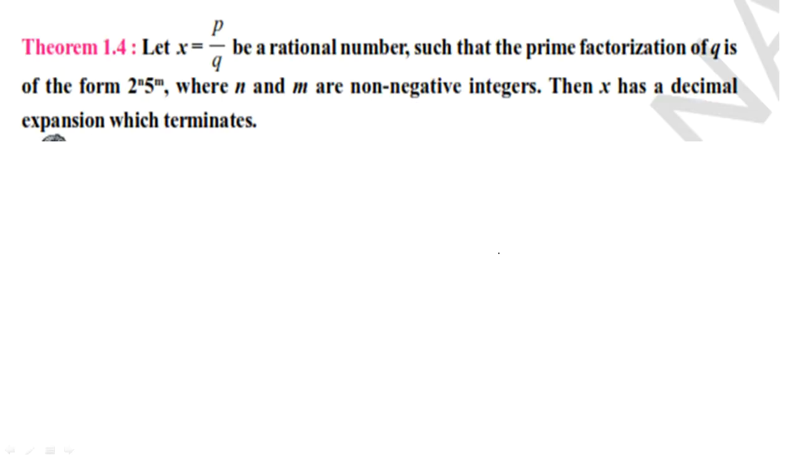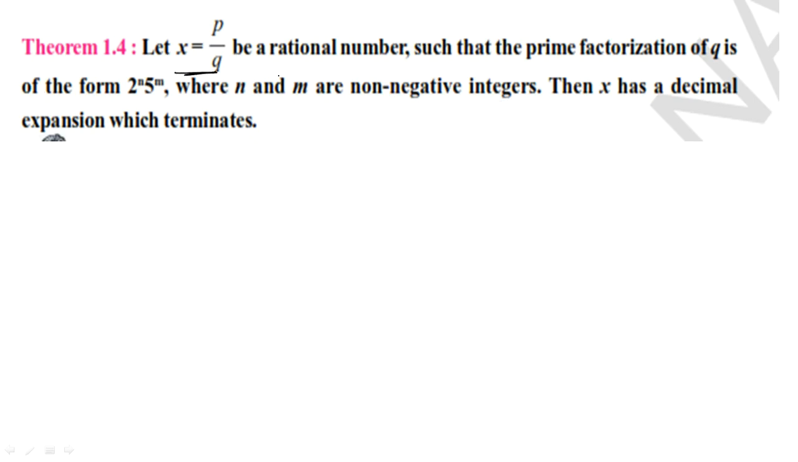Okay, now let's move on to theorem 1.4. What is theorem 1.4? Similar to, this is quite similar to 1.3, whereas in 1.3 it is given that P, Q should be coprimes. Okay, in 1.3 P, Q are coprimes, whereas here it is not mentioned. It need not be coprimes. Okay, let's see. So I will explain you.